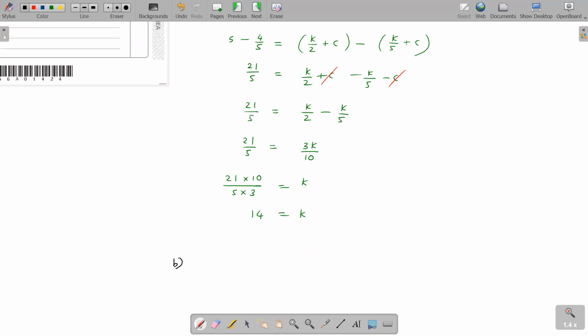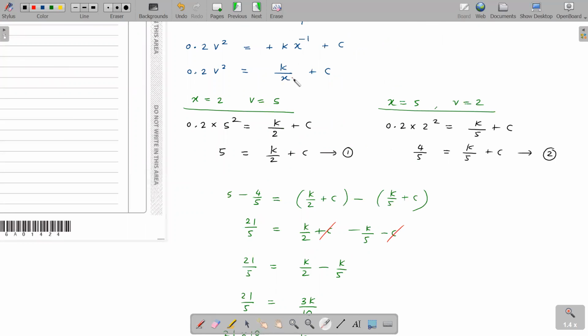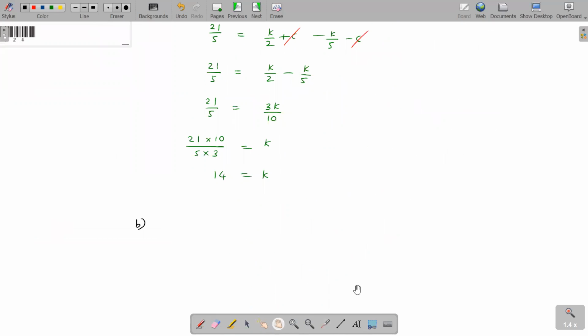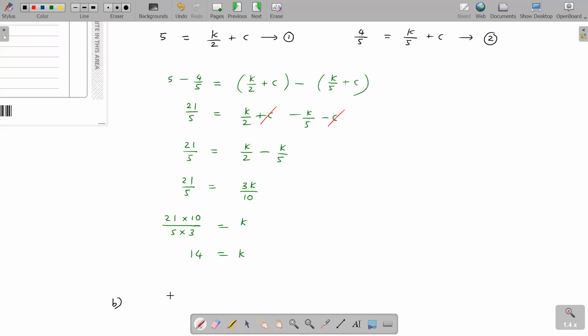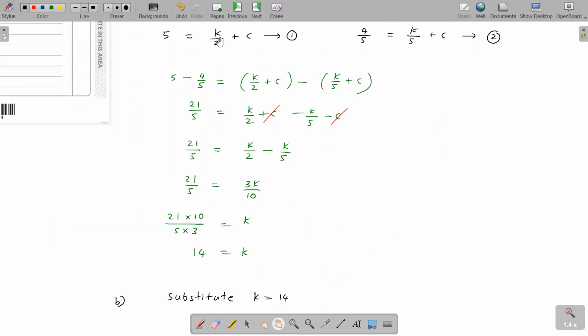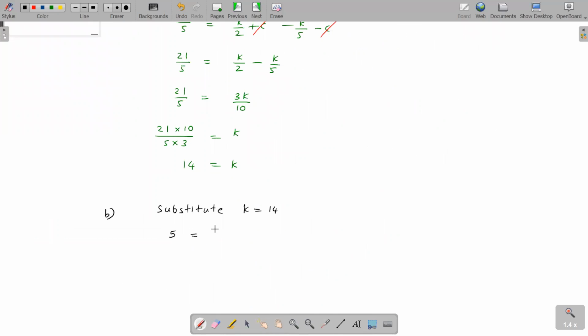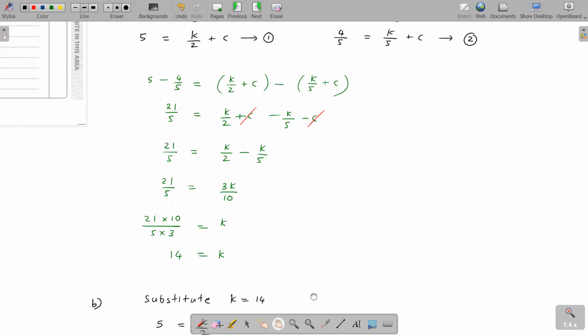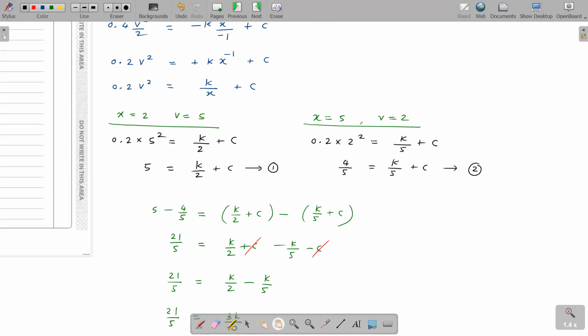But for part B, to get the velocity equation completely, I will need to find the c value as well. Can you see the velocity equation has k and c? So let's find the c value. Substitute k is 14. 5 equals k over 2 plus c. So 5 equals 14 over 2 plus c. 14 divided by 2 is 7. So 5 minus 7 equals c, which gives me c is minus 2. Is that okay?